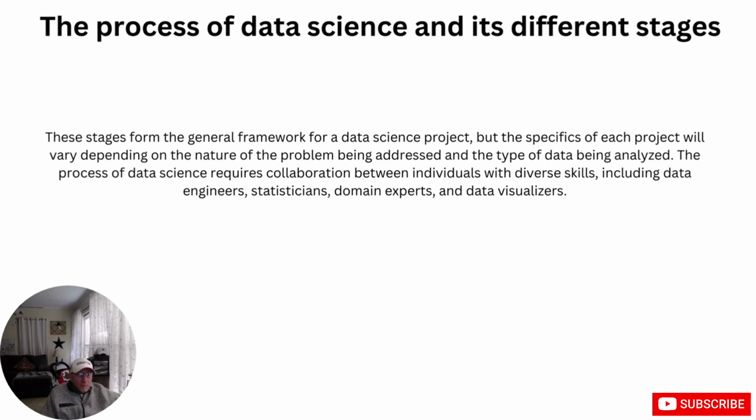These stages form the general framework for a data science project, but the specifics of each project will vary depending on the nature of the problem being addressed and the type of data being analyzed. The process of data science requires collaboration between individuals with diverse skills, including data engineers, statisticians, domain experts, and data visualizers.